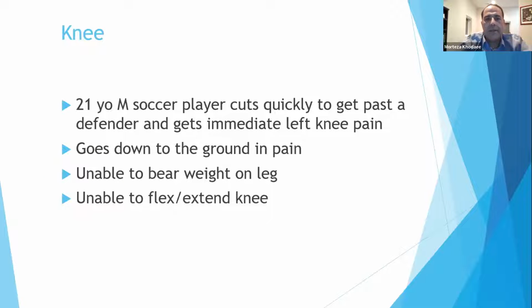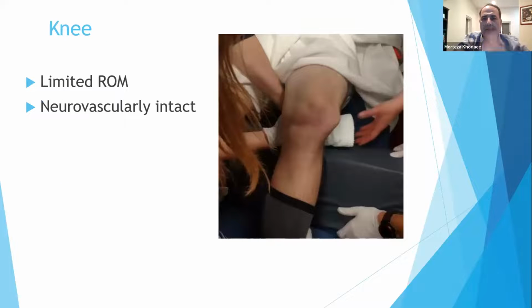Okay, second patient. This is a patient with a knee. So it's a 21-year-old soccer player, was trying to dribble and cut quickly and pass the player and got immediate left knee pain. He goes down and the trainer goes there and he's unable to bear weight, and he's in a lot of pain, and he's also unable to flex or extend. So probably you already know the diagnosis, but I'm just going to show the picture. This is the picture of the patient, and you see it has limited range of motion, and neurovascular, he was intact.